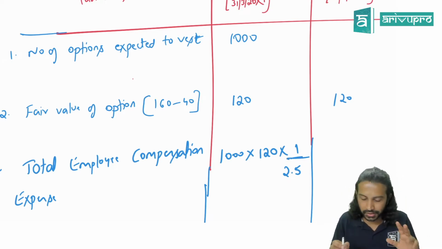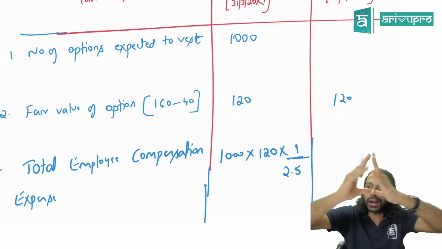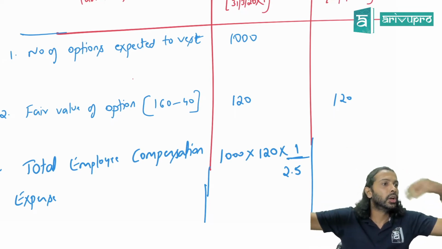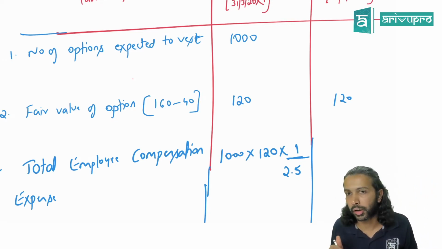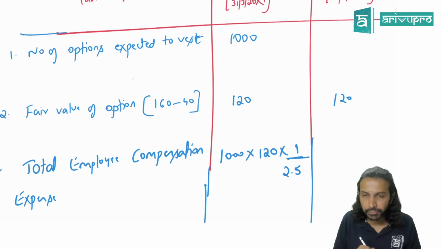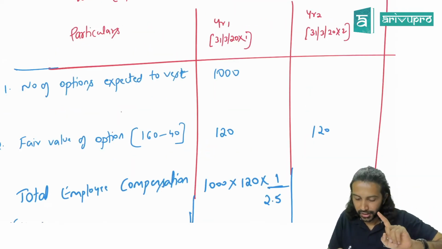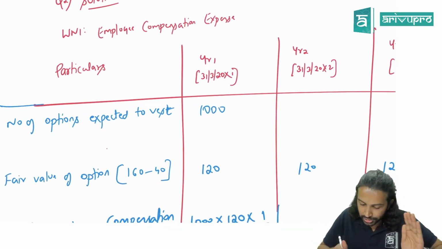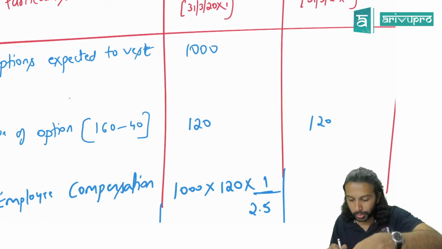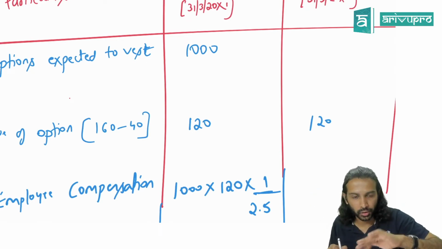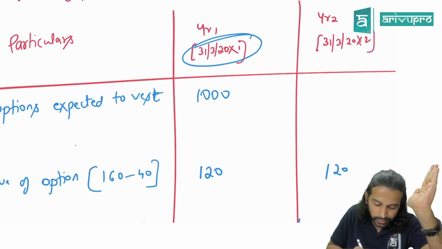Easier. 1,000 into 120 gives you 1,20,000. You have to amortize it over 2.5 years. So 1,20,000 divided by 2.5 gives you 48,000. Why did I write 1? Because for the first year, you should always count the period from the grant date. Next problem, you will make a mistake. That's the reason I'm clarifying now. How do you calculate this one? Take the grant date, count it till the end of the year.